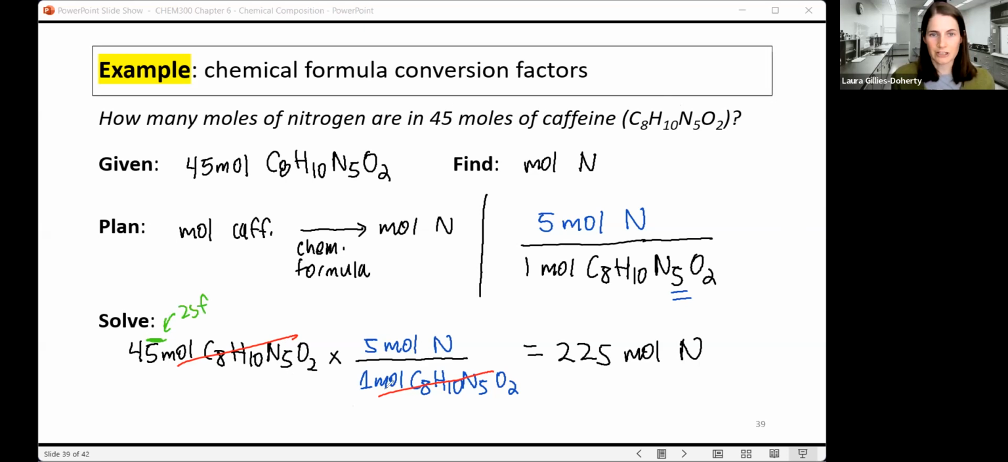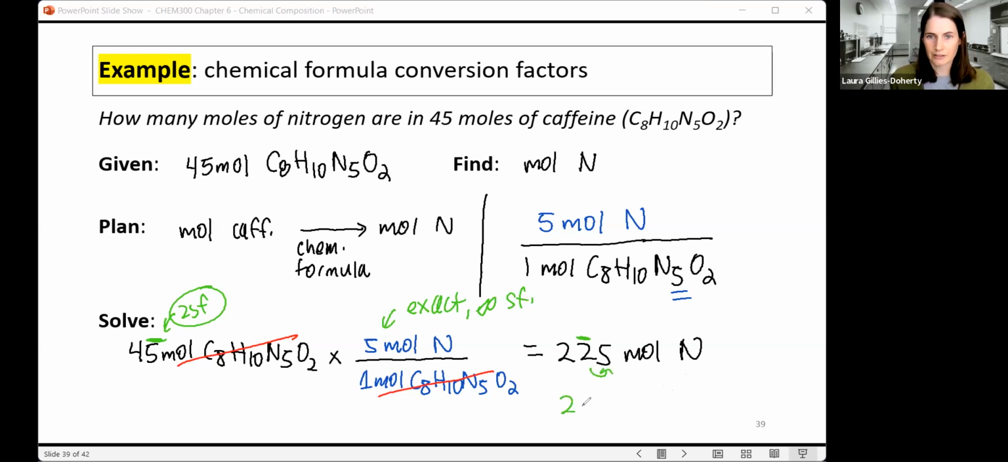But my mole to mole ratio here based on the chemical formula, this is an exact conversion because chemical formulas only contain whole number ratios of atoms. Atoms are counted values. You can't have a fraction of an atom. So these mole to mole conversions based on chemical formulas, these are exact conversions and you don't need to keep track of the sig figs. They have infinite sig figs. So that means our final answer is only going to have 2 sig figs, limited by 45 moles. So I'm going to round the 2 to a 3.